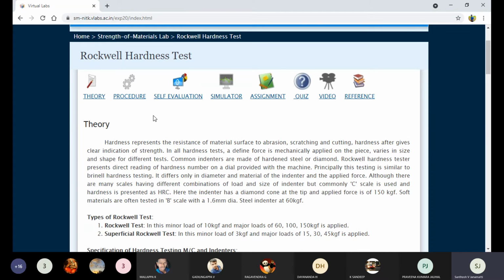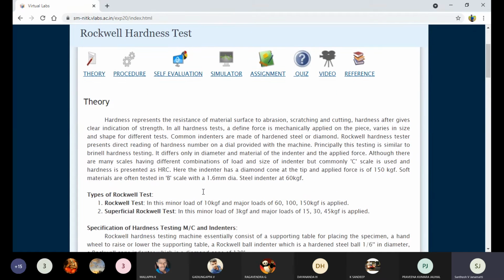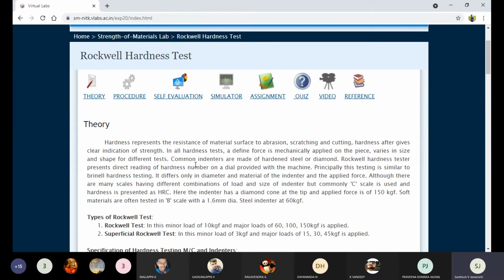Only if you know the definition of hardness, at least you know the definition. Based on that definition, now we will conduct the experiment. What you have learned theoretically, we can execute practically. Now we can tally the answers and the concept, whether it is right or wrong. So, right. What do you mean by hardness?